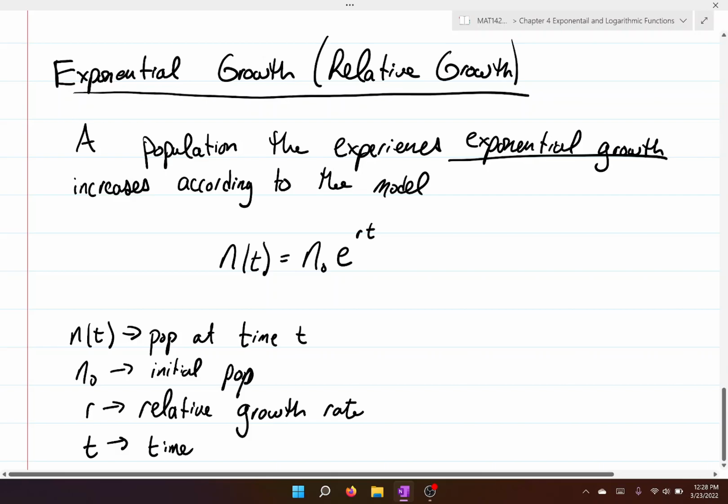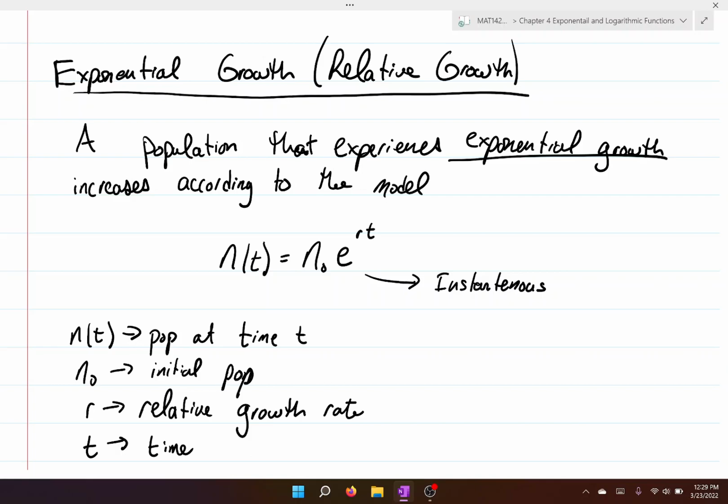So a population that experiences exponential growth increases according to the model N of t equals N sub 0 e to the r t. So this is instantaneous. All right, it just keeps going and going, and nothing stops it. Okay? Now, if we wanted to, we can model this formula with the previous one just by saying r equals 0.02, because that would be the relative growth. It would double, or 2% of the population would double over time.